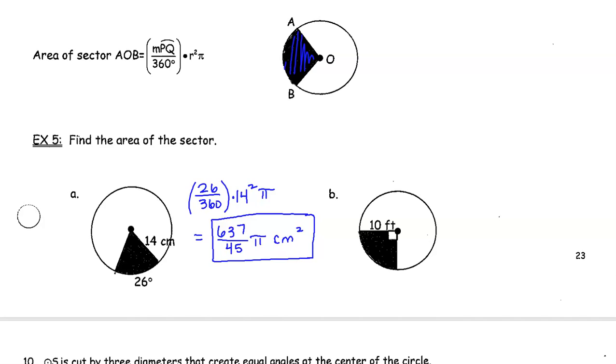Okay, B, now our angle is 90. And remember, the central angle is equal to the measure of the arc. So we're going to do 90 over 360 times 10 squared pi. So do that, and we get 25 pi. Units are feet, so feet squared.